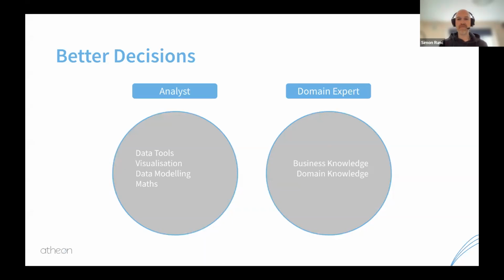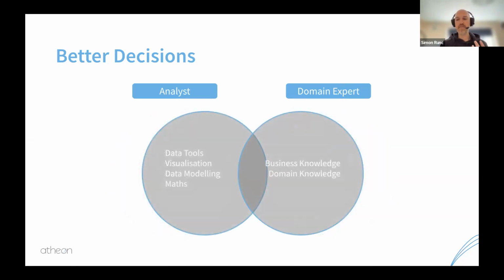So they have the business knowledge and the domain expertise to know how to make sense of that analysis within the business context, and how to draw useful insights out of that, and how to make better decisions. So for making better decisions, we want to somehow combine the skills and knowledge of both parties. And this intersection of these skills is where really impactful business insights come from.